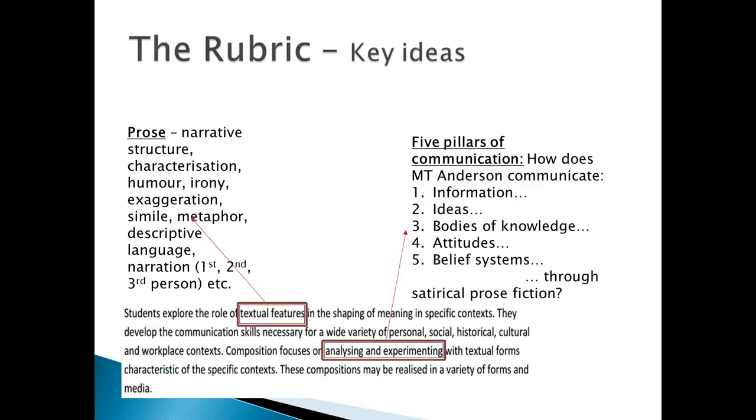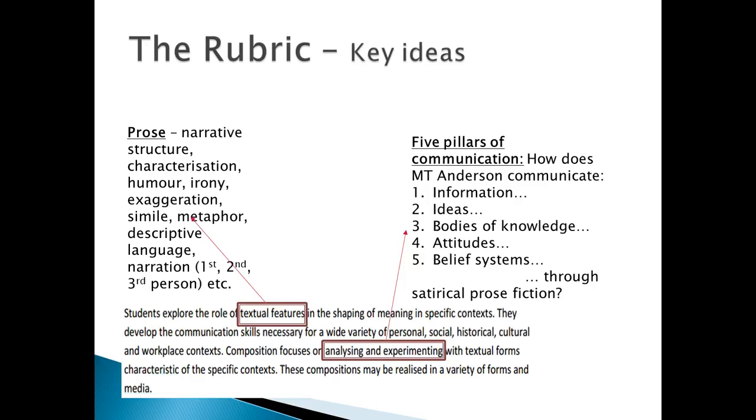Alright, so our first idea that we're looking at is textual features. And so you need to specifically look at the textual features or the techniques used in prose fiction. So you need to examine things like narrative structure, characterization, humour, irony, exaggeration, simile, metaphor, descriptive language, and the style of narration, such as first, second, and third person.